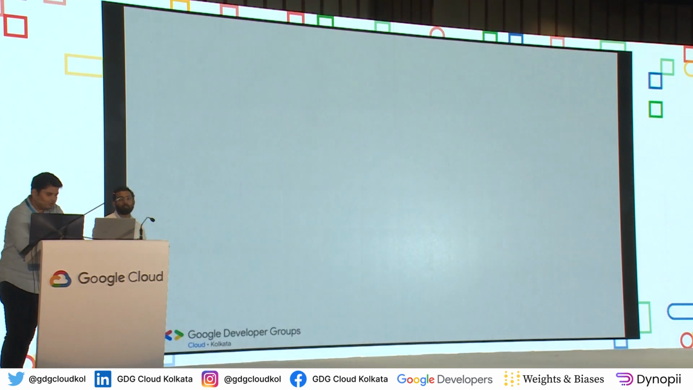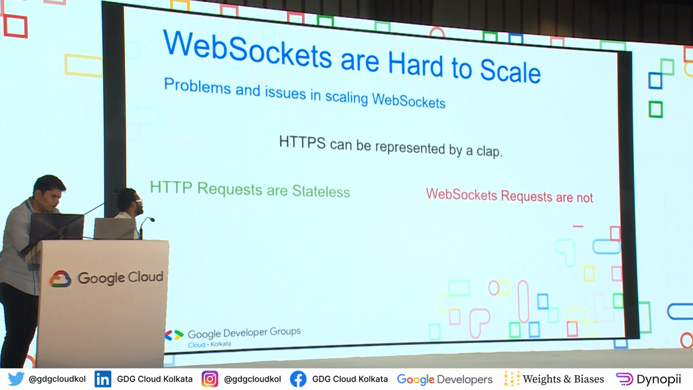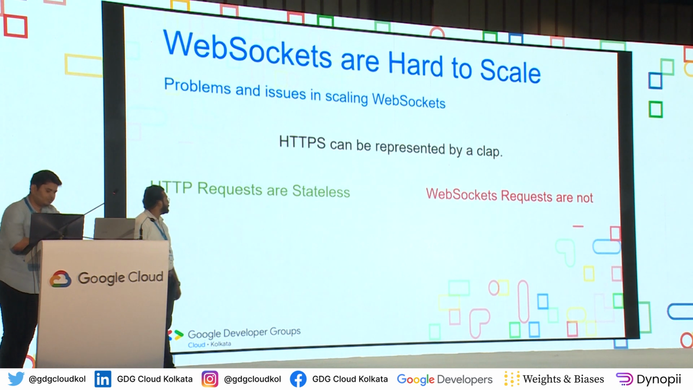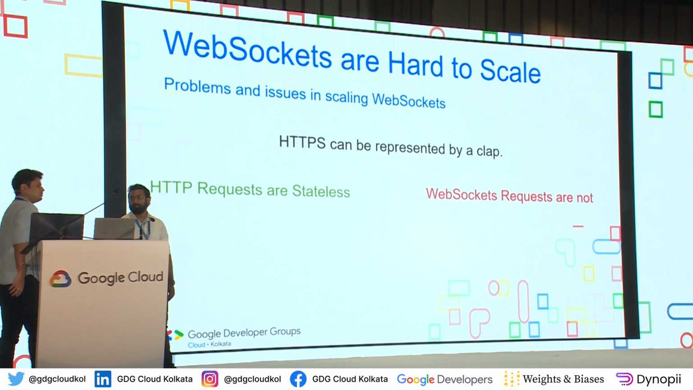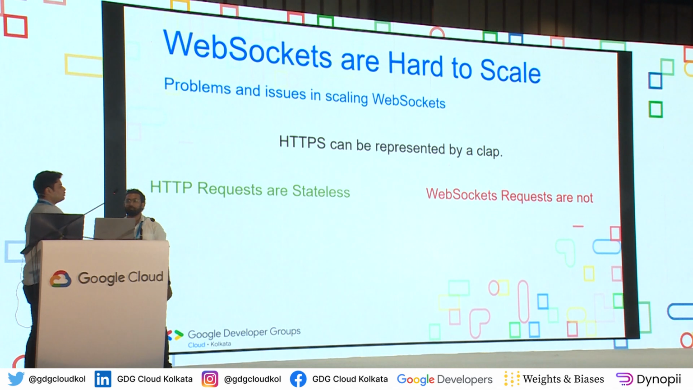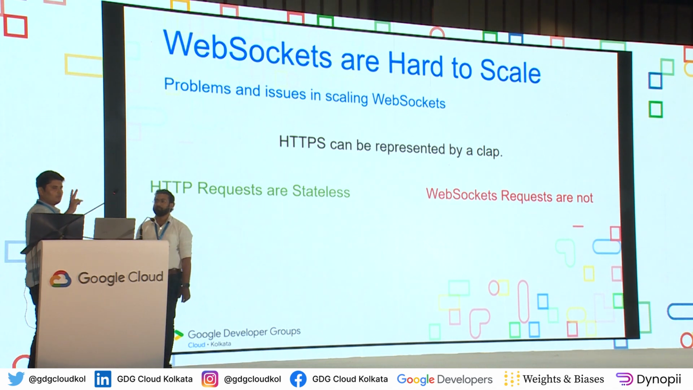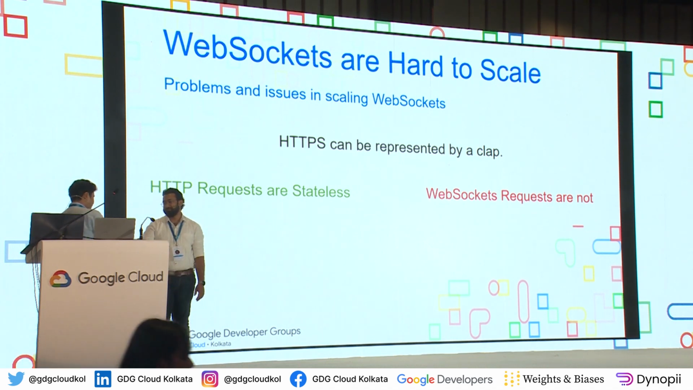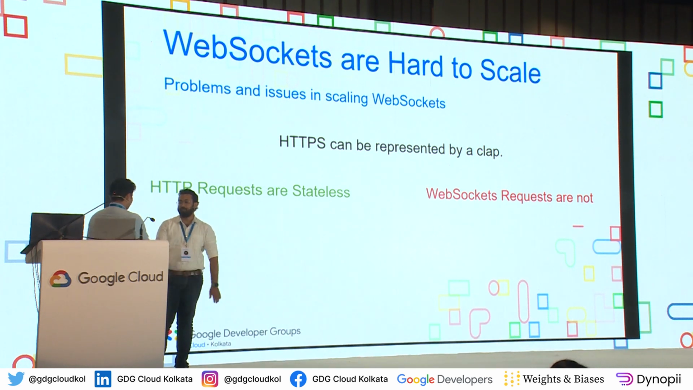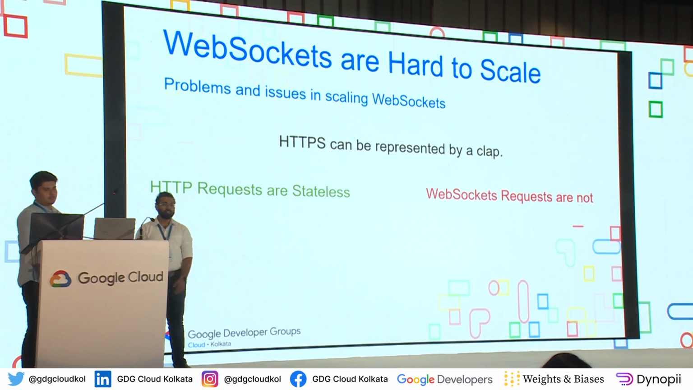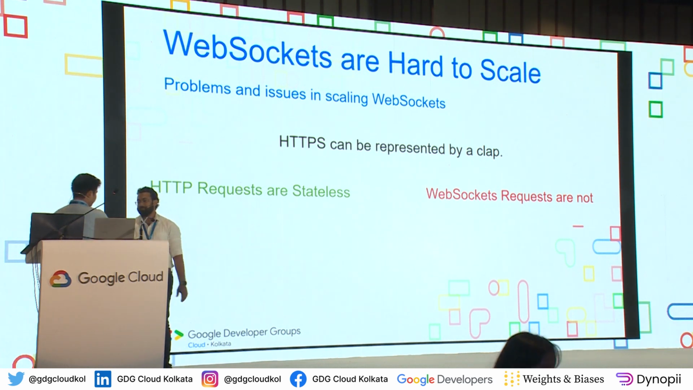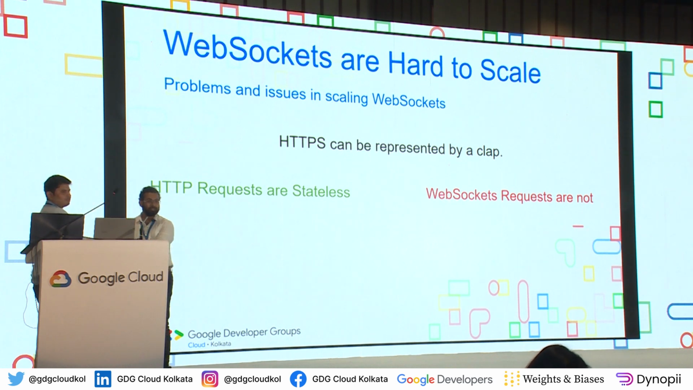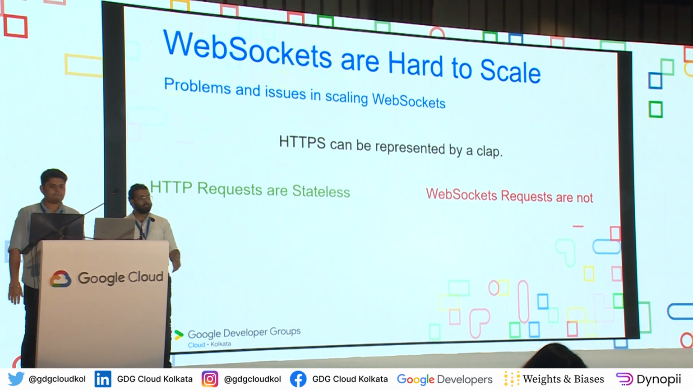Now, the problem with WebSockets is that they are hard to scale. HTTP can be represented as a clap. So let's say this is a server and I'm the client. I have to make 6 HTTP requests within 3 seconds. So 1, 2, 3, 4, 5, 6. All 6 requests done. But WebSockets look somewhat like this: 1 and 2. What about the remaining 4 requests? They cannot be instantiated. You are kind of locked here. You cannot move ahead until this is completed.